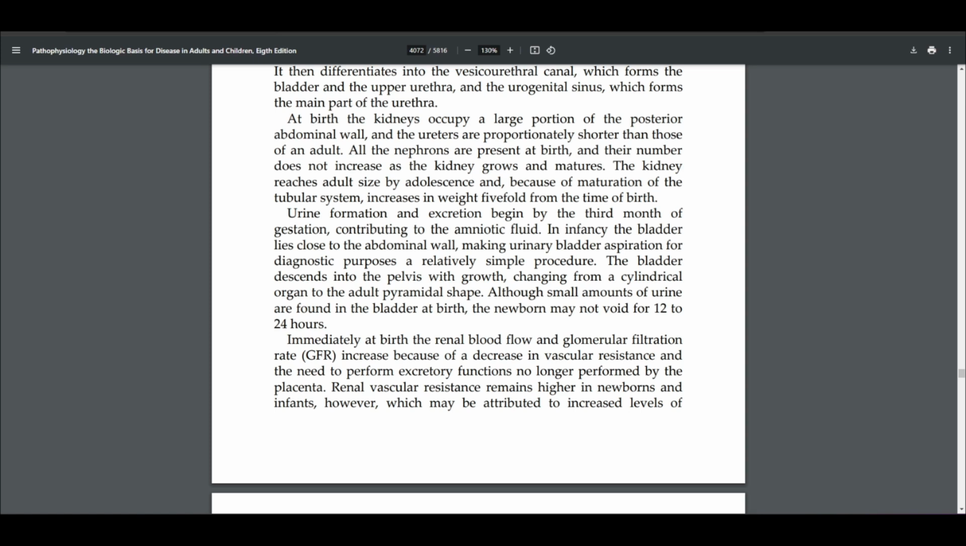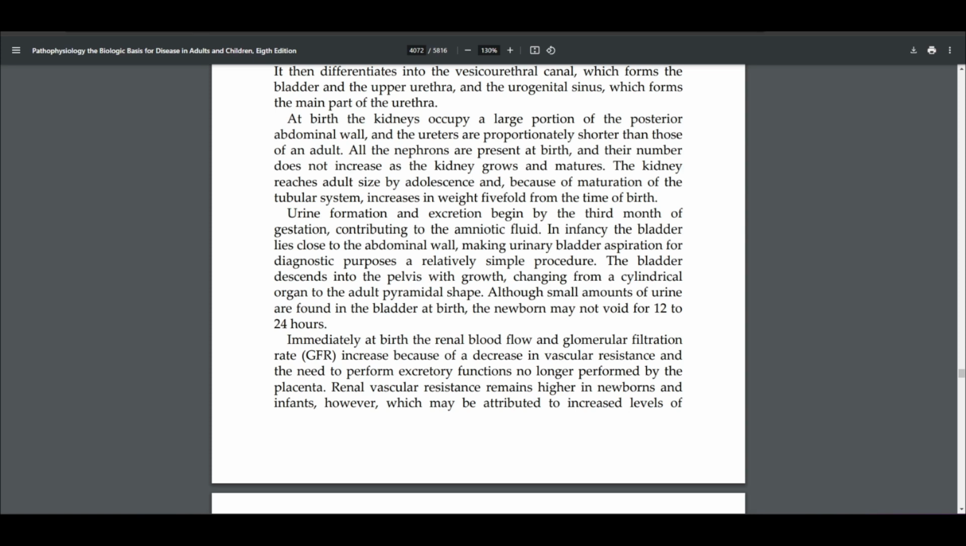Urine formation and excretion begin by the third month of gestation, contributing to the amniotic fluid. In infancy, the bladder lies close to the abdominal wall, making urinary bladder aspiration for diagnostic purposes a relatively simple procedure. The bladder descends into the pelvis with growth, changing from a cylindrical organ to the adult pyramidal shape. Although small amounts of urine are found in the bladder at birth, the newborn may not void for 12 to 24 hours.